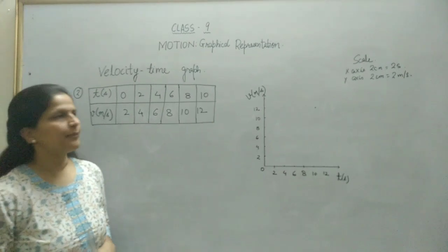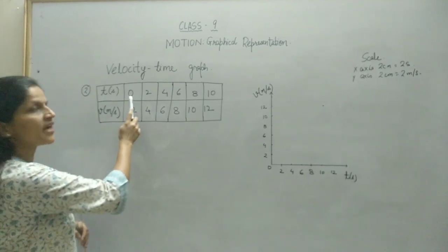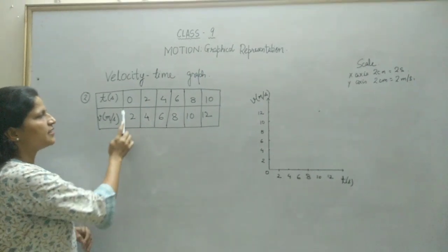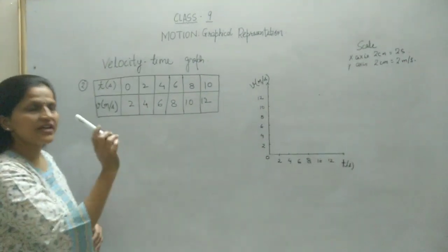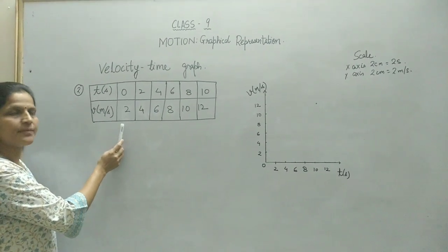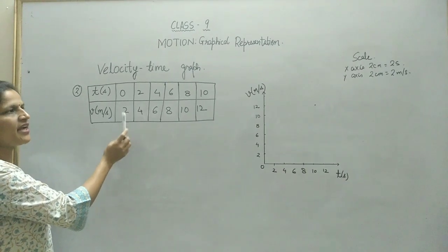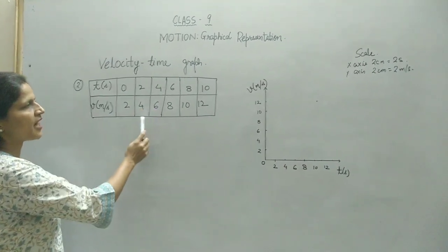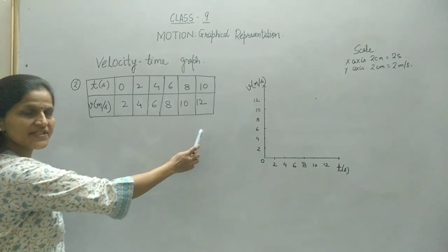See another example where I have taken the time varying from 0 to 10 seconds and velocity as 2, 4, 6, 8, 10, 12. This means that when we just started the observation, the velocity of the object is 2 meters per second, which gradually increases by equal amounts in equal intervals of time up to 12 meters per second.